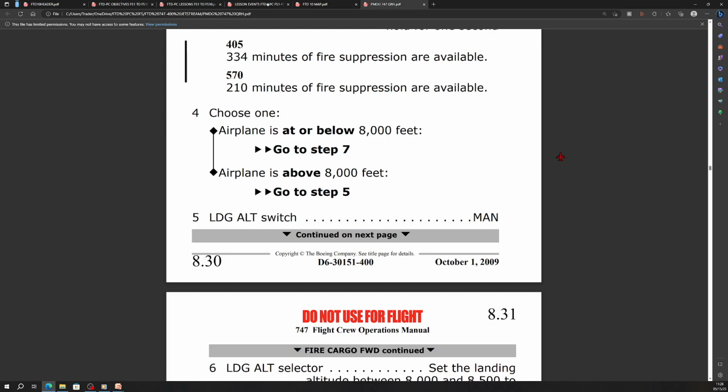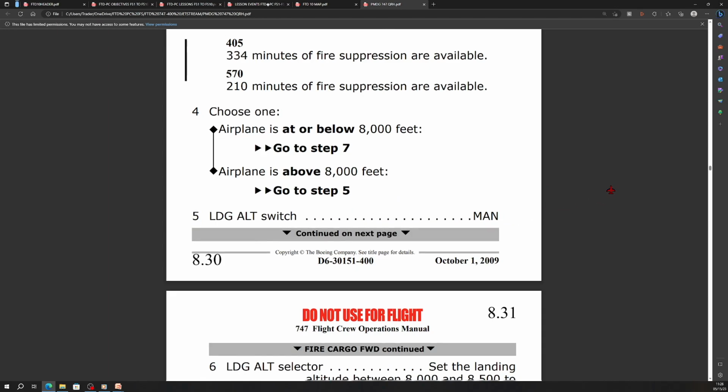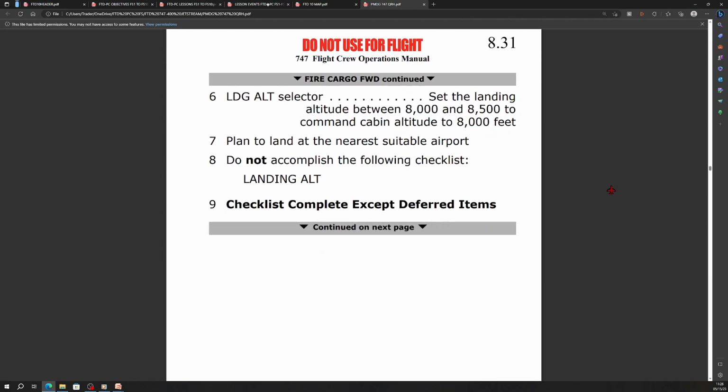And then choose one if the airplane is at or below 8,000 feet, or the airplane is above 8,000 feet. We go to step 5. In this case, if we're above 8,000 feet, step 5 will have you bring the landing altitude switch to manual. And then landing altitude selector, set the landing altitude between 8,000 and 8,500 to command the cabin altitude to 8,000 feet. And that's going to help with smoke removal.